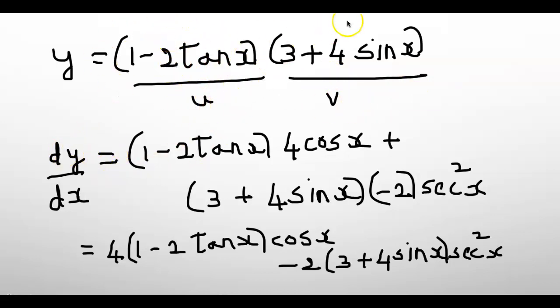It is (1 minus 2 tan x) into the derivative of the second function, plus the second function into the derivative of the first function. That is (1 minus 2 tan x), derivative of 5 is 0, so 0 plus 4 into the derivative of sin x, which is cos x, plus (5 plus 4 sin x), derivative of 1 is 0, minus 2 times the derivative of tan x, which is secant squared x. So we just rearrange it and write it as 4 into (1 minus 2 tan x) into cos x, minus 2 into (5 plus 4 sin x) into secant squared x.